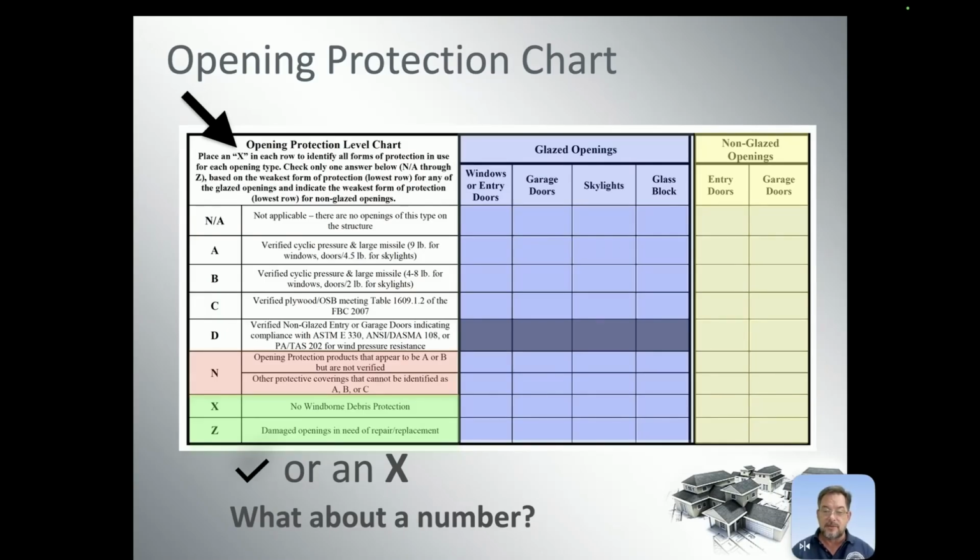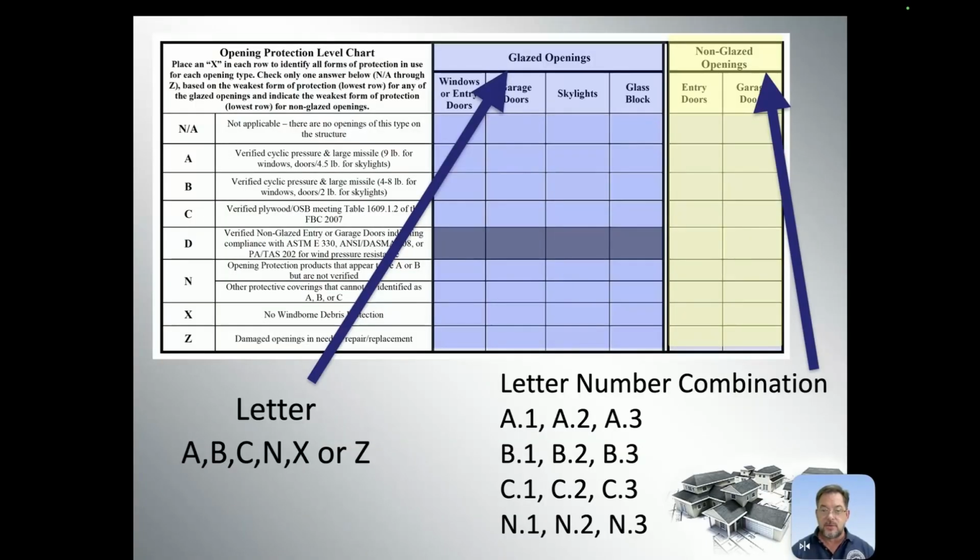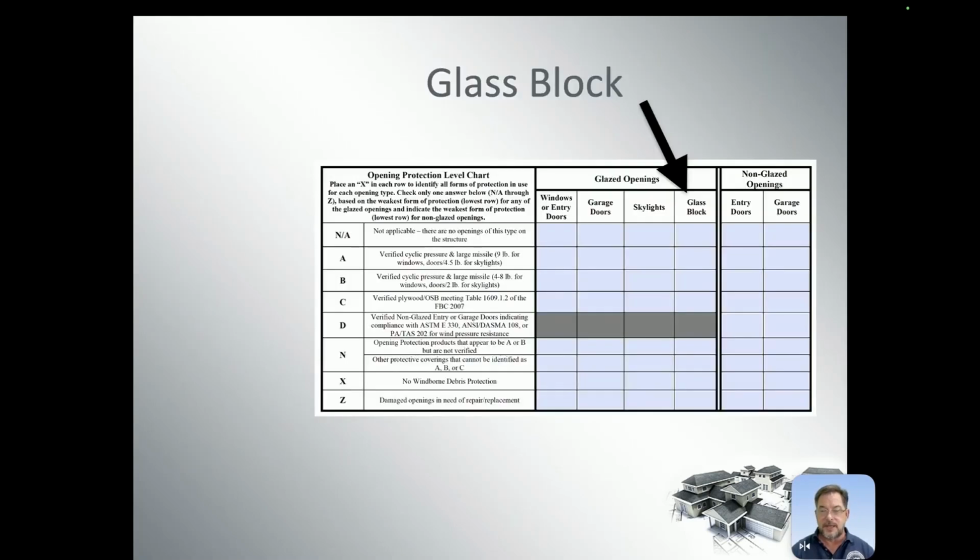And then of course we have no windborne debris protection, which is X, and then we have damaged openings, and that means the windows, the doors, that kind of stuff. It does not mean the shutters themselves. It means the window or the door is damaged, and that again is for water intrusion. So that's something they added new to the form. We're going to use our letters A, B, C, N, X, or Z for glazed, and then our non-glazed openings are going to be the letter combinations underneath those letters: A1, A2, A3, B1, 2, 3, C1, 2, or 3, or N1, 2, or 3. They're laid out on the form just like that, so keep that in mind when you're filling this out.